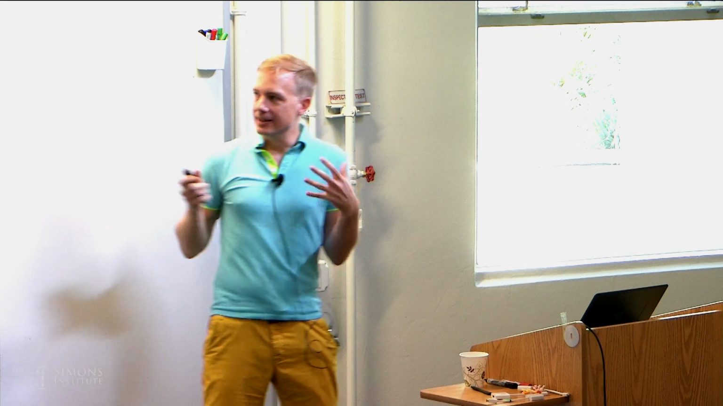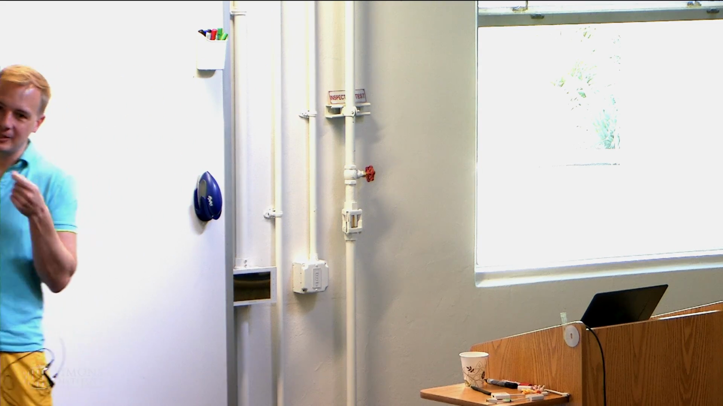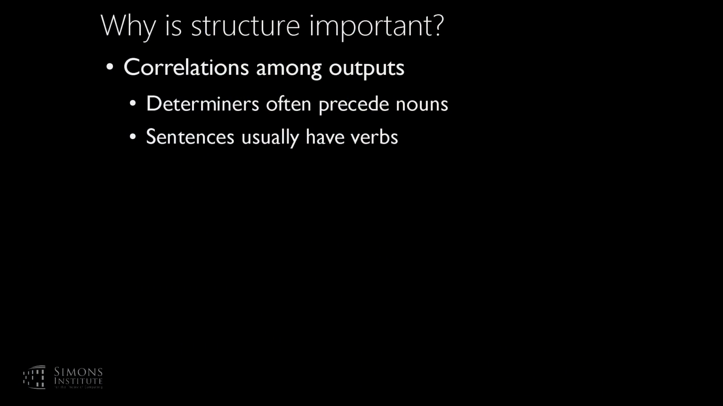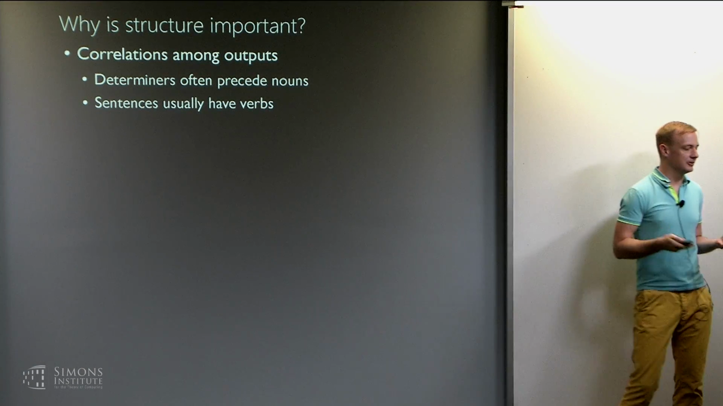So what do these things have to do with each other? Well, we're trying to predict the values of multiple variables simultaneously, and we believe that there's some correlation among them. In language, we might believe that determiners precede nouns in English, or that sentences have verbs, and we might want to express these as features in our model.